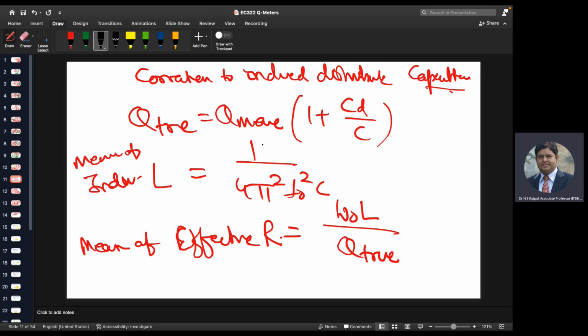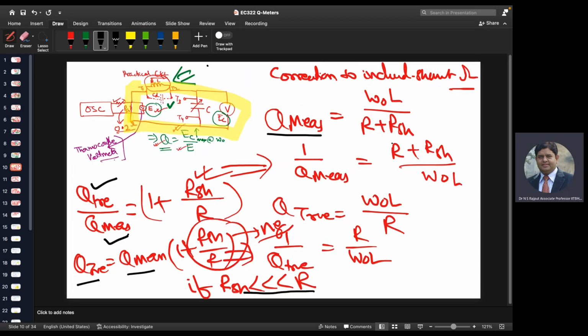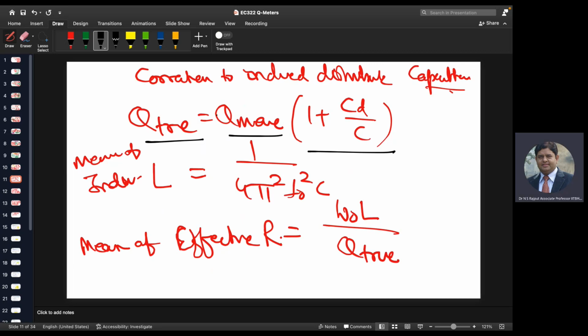Now, so this is what we have checked. So when you check it further, you will find it like this. The correction is induced because of the distributed capacitance.